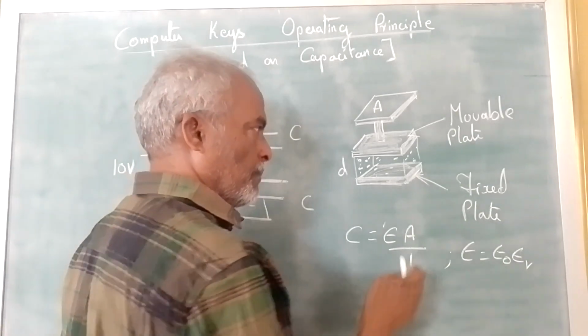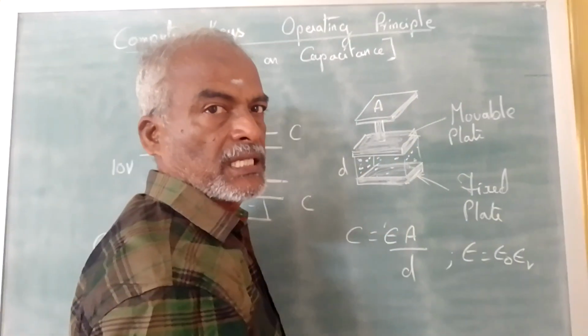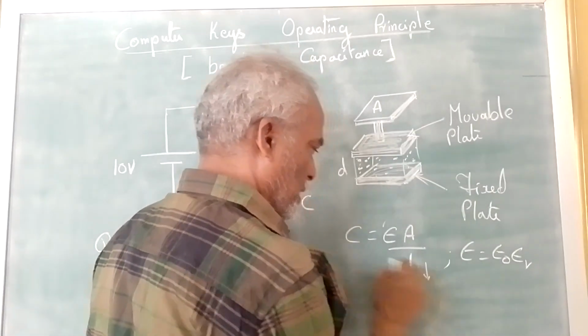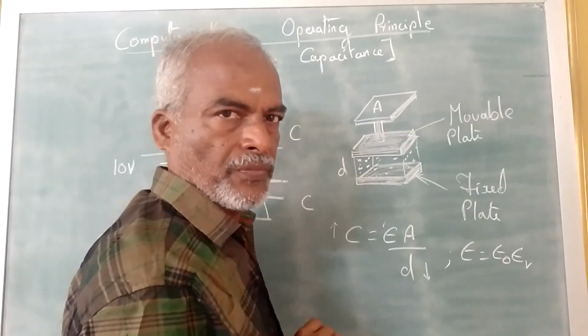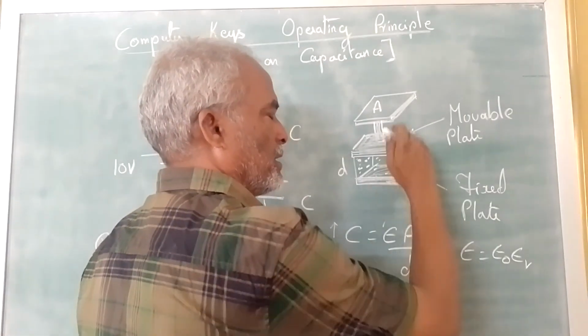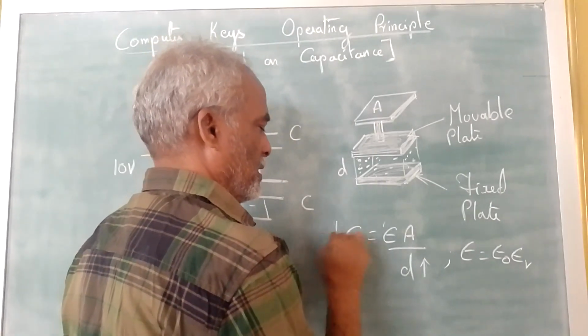So the only thing is, when we try to press, the distance between the plates decreases. So D decreases, capacitance increases. When we release it, what will happen? The distance increases and capacitance decreases.